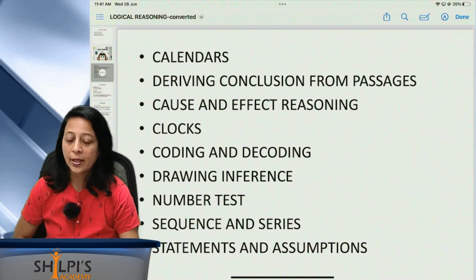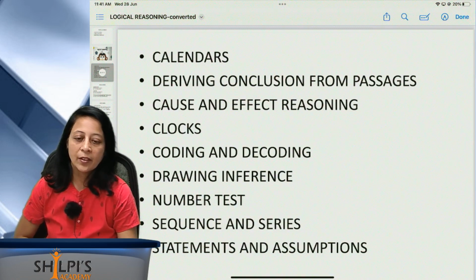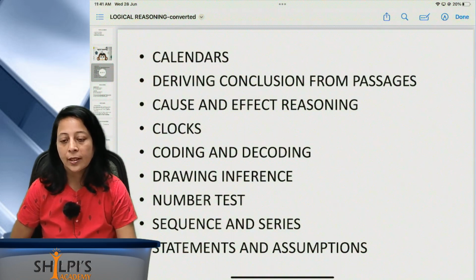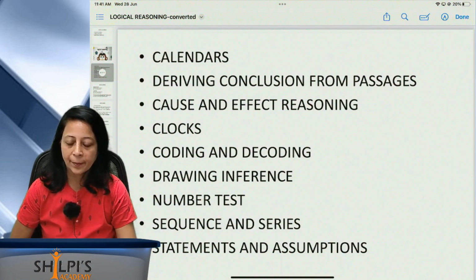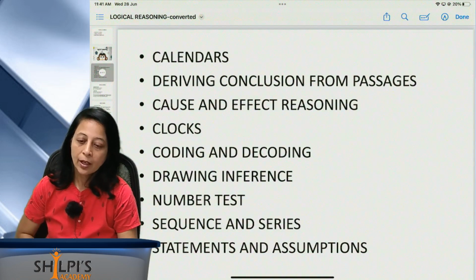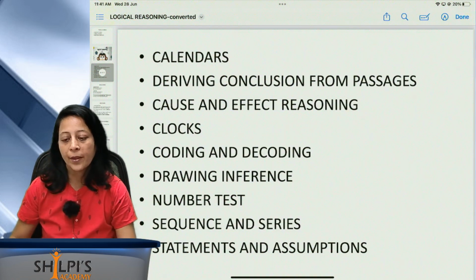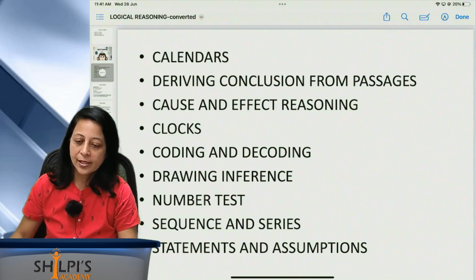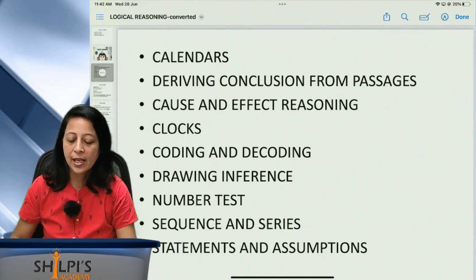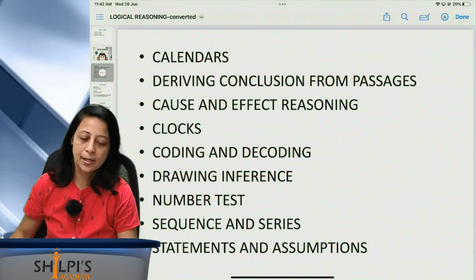These are the topics that come under logical reasoning. The first one is calendars. The second is deriving conclusion from passages. The third is cause and effect reasoning. The fourth is clocks. The fifth is coding and decoding. Then drawing inference, number test, sequence and series, statements and assumptions.